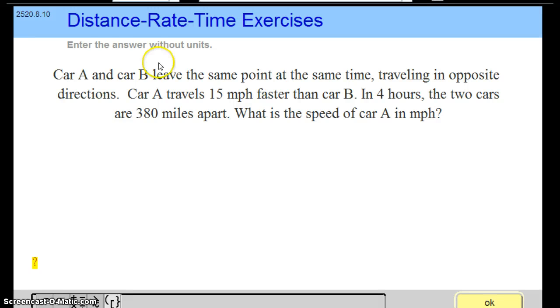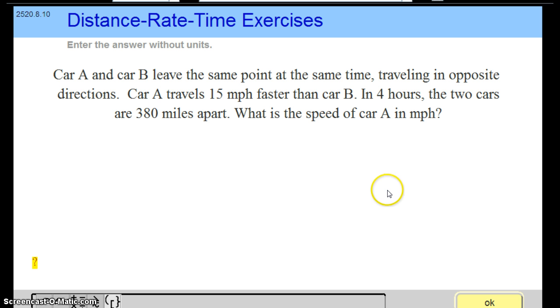Alright, today we are going to go over a distance, rate, time exercise. The problem here is that there are two cars, cars A and B, and they leave at the same point at the same time. They're traveling in opposite directions. Car A travels 15 miles per hour faster than car B. In 4 hours, the two cars are 380 miles apart. What is the speed of car A in miles per hour?